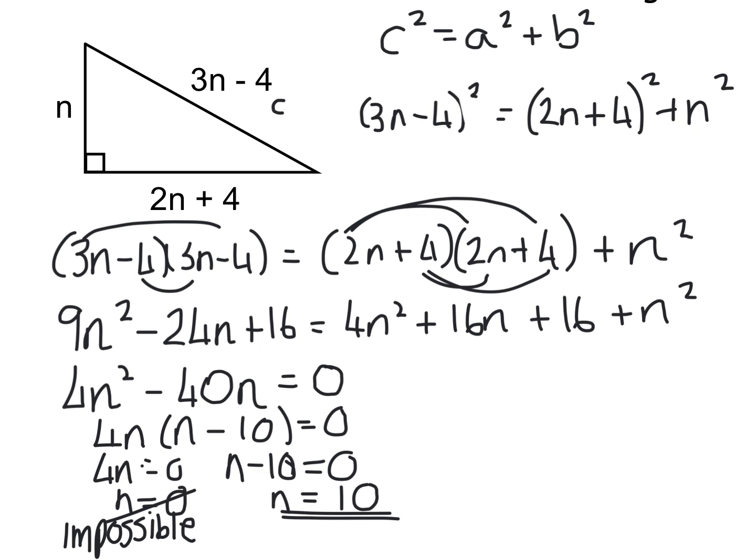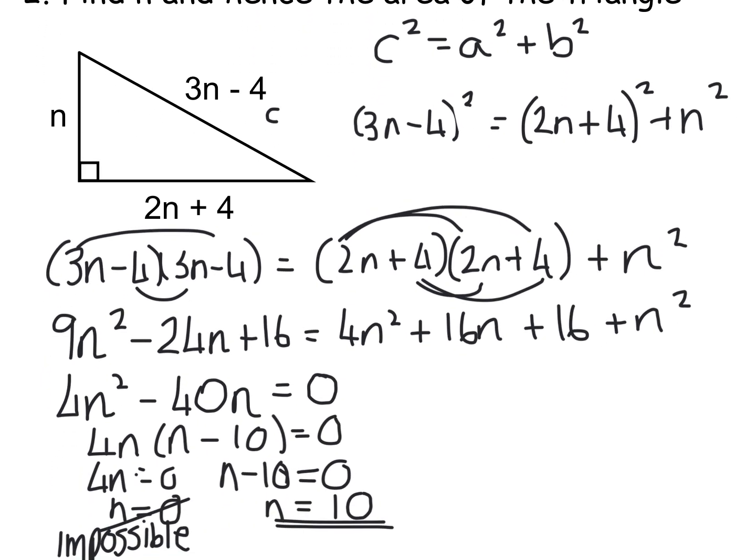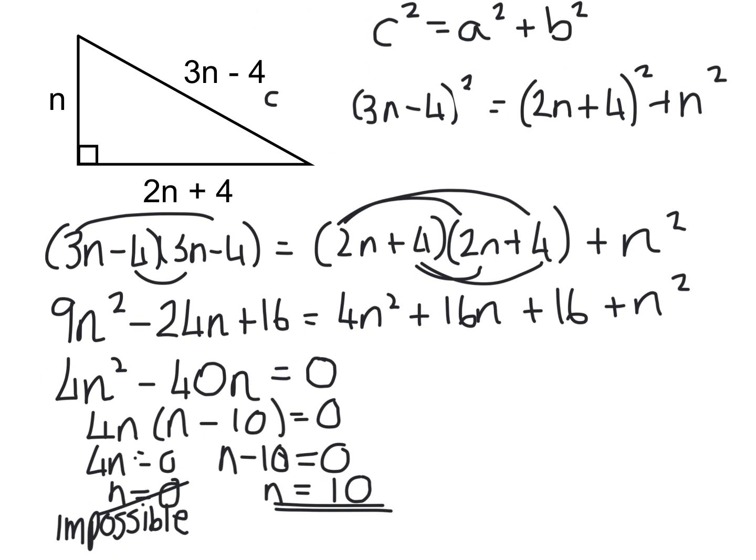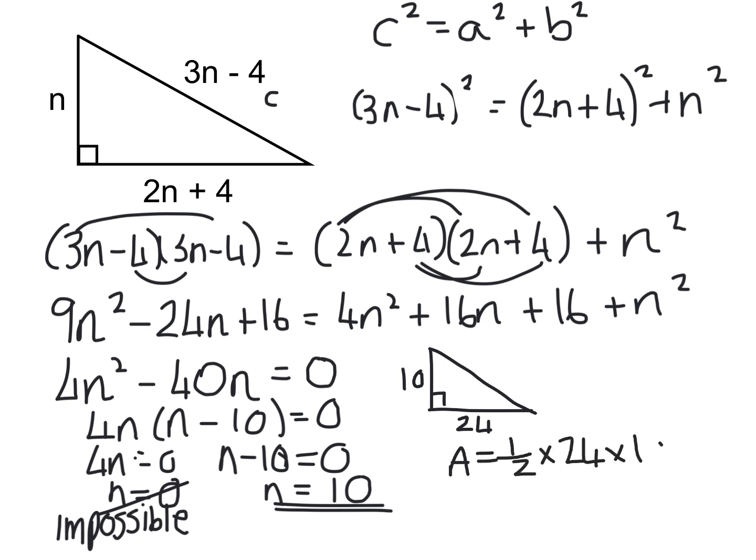It said once you find n, we have to find the area of the triangle. So what we're going to do is we're going to shove the numbers back in. So on this triangle, if n is 10, this would be 10 up this side, and the bottom would be 2 times 10 add 4, so that would be 24. And the area would be a half times base times height, so a half of 24 times 10. Well, half of 24 is just 12, times it by 10. It would be 120.